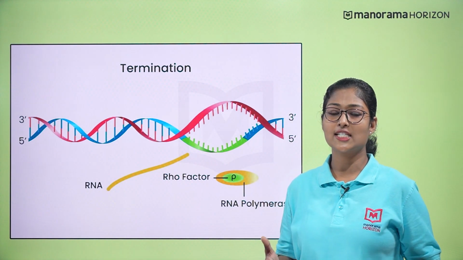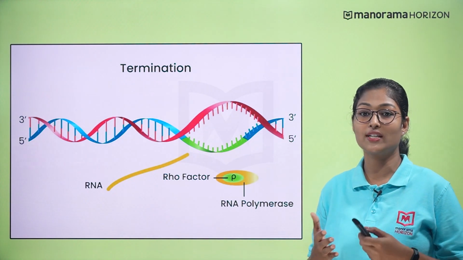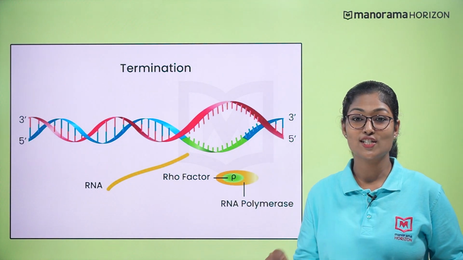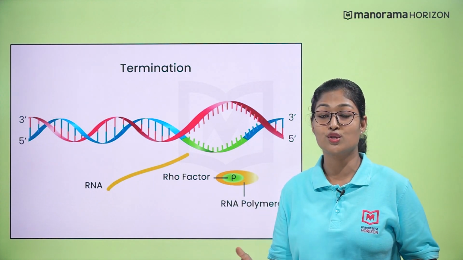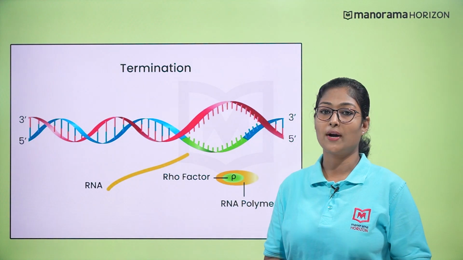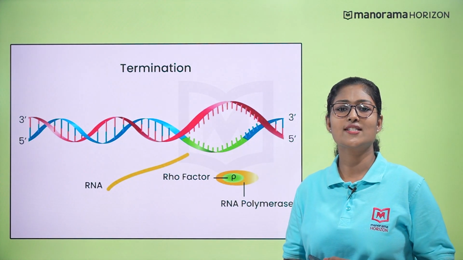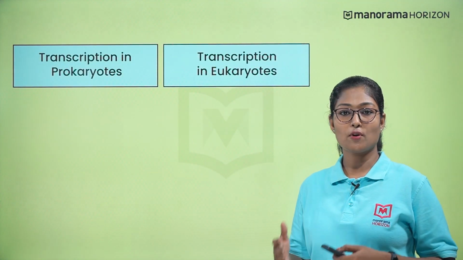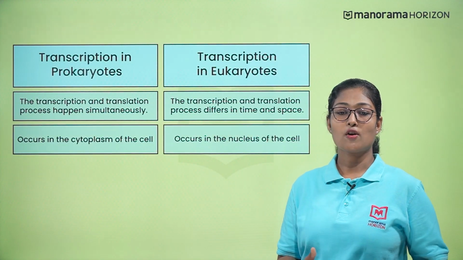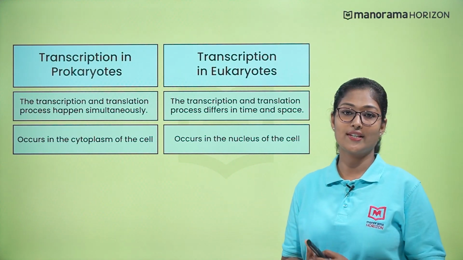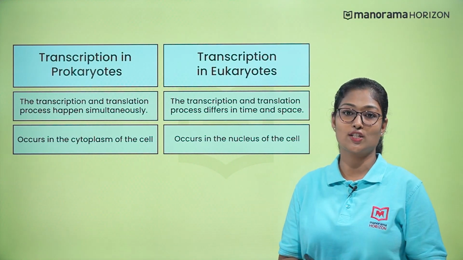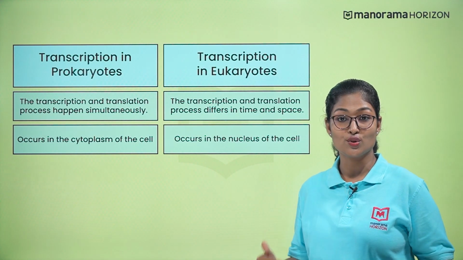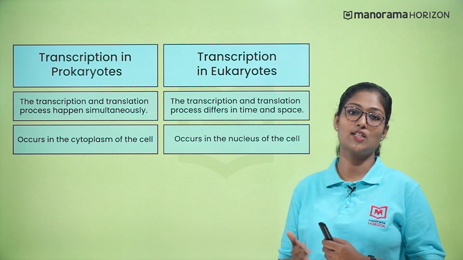So, how do transcription and translation occur simultaneously in prokaryotes? The reason is that the mRNA does not require further processing and also both occur in the same compartment. Let us now check the differences in transcription seen in both prokaryotes and eukaryotes. Since the prokaryotes lack a nucleus, transcription occurs simultaneously with translation in the cytoplasm, whereas transcription in eukaryotes occurs within the nucleus and translation occurs in the cytoplasm.